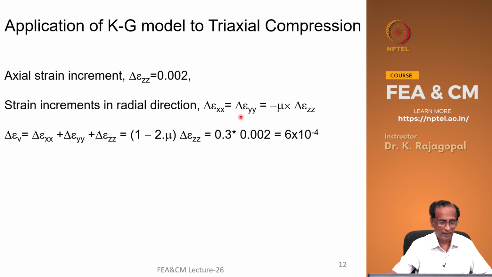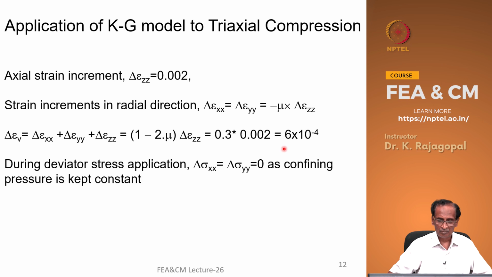Okay. So, delta epsilon v is 1 minus 2 mu times delta epsilon z, and that is 6 times 10 to the power of minus 4. If delta epsilon z is compression, delta epsilon v is also compression because it has the same sign. During the deviatoric stress application, that is in the second phase, we are applying axial strain, and our confining pressure remains constant. Sigma 3 remains constant at 100. So, that means that our delta sigma xx and delta sigma yy are 0.